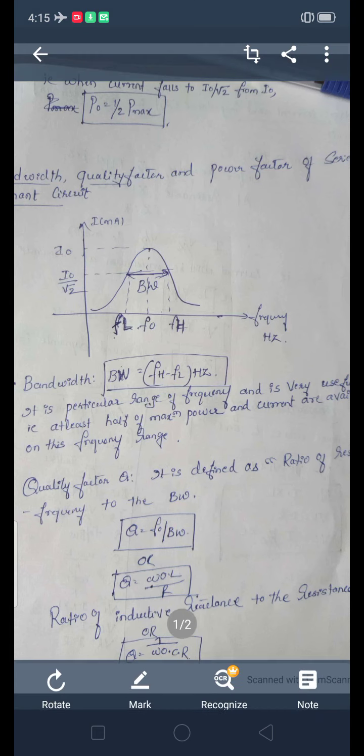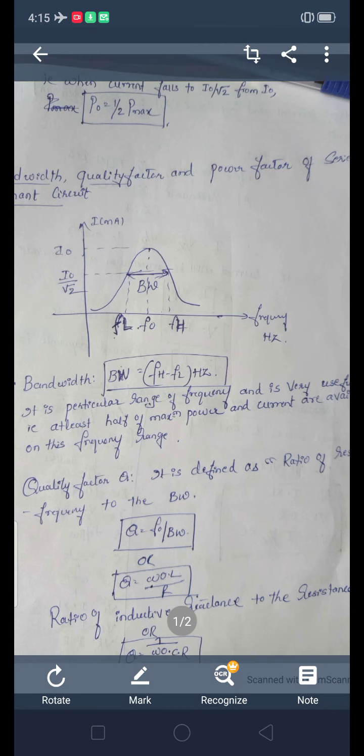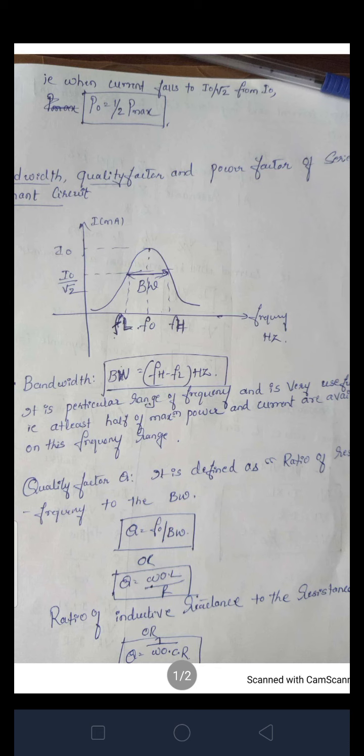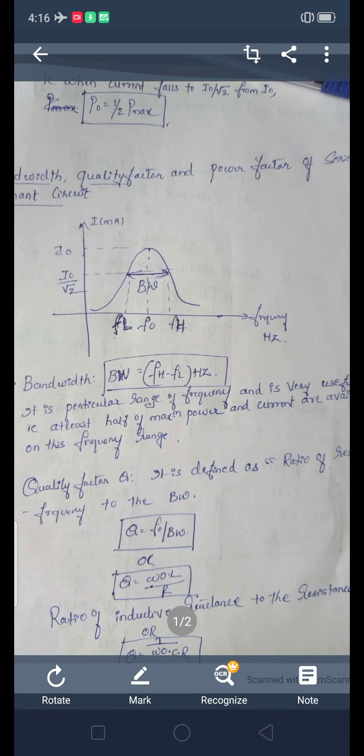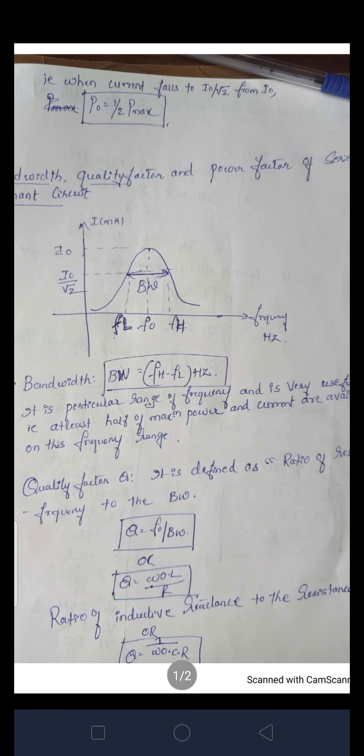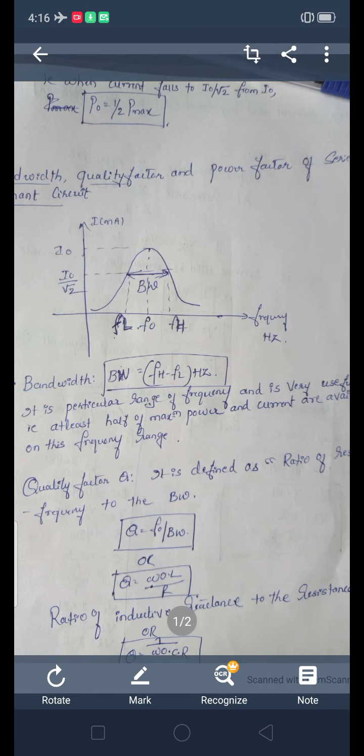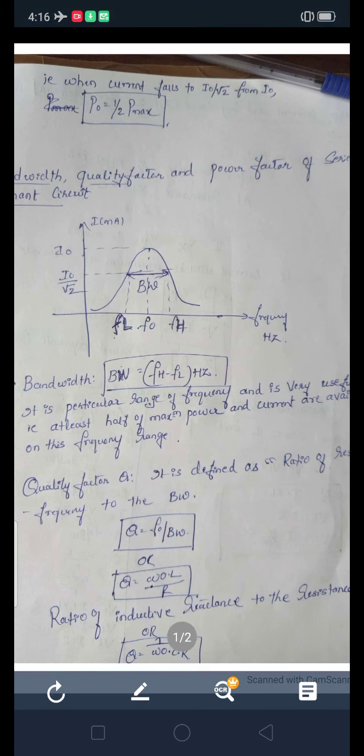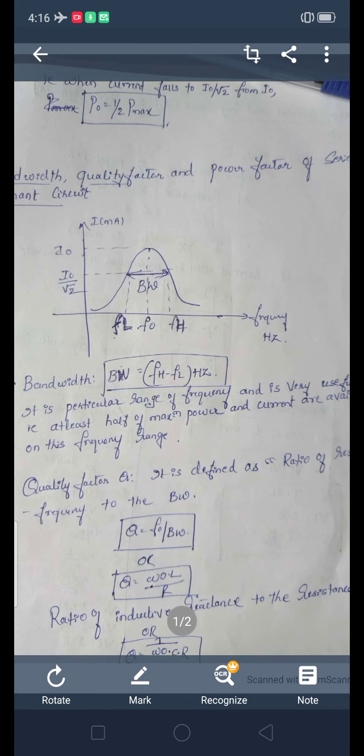That means we are explaining the frequency response curve here. F0 is the resonant frequency at which current I0 is maximum. Therefore, we are getting maximum power at F0. But when maximum current I0 falls to the value I0 divided by root 2, the power is going to get reduced to half of the maximum value that we will be getting in this particular range of frequency extending from FL to FH.